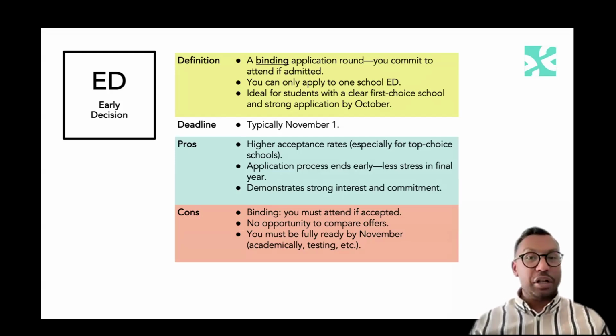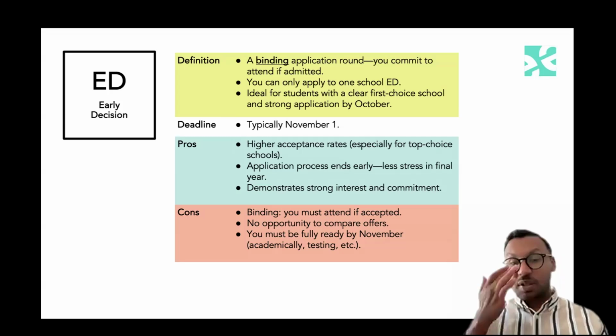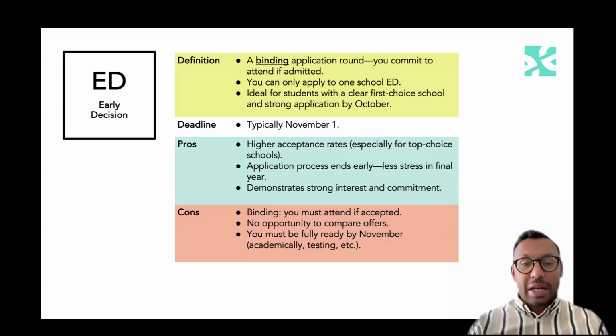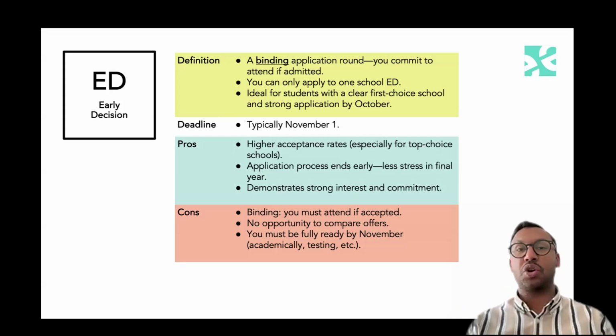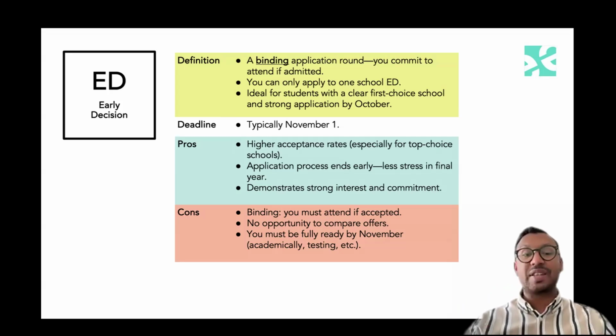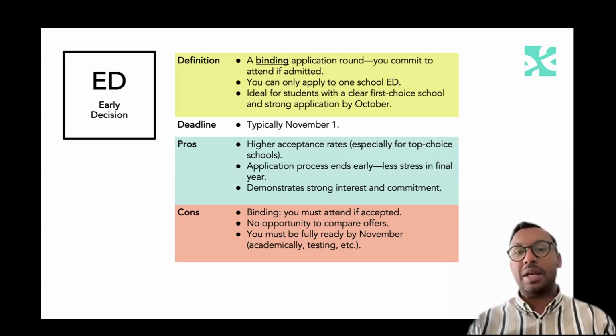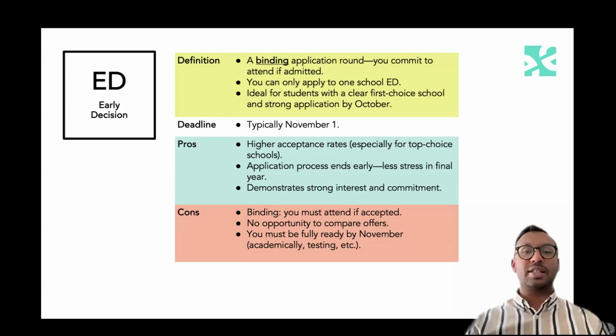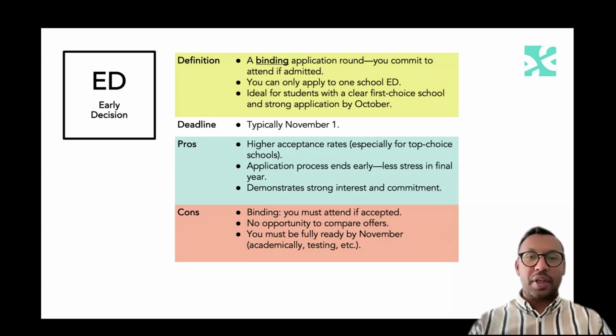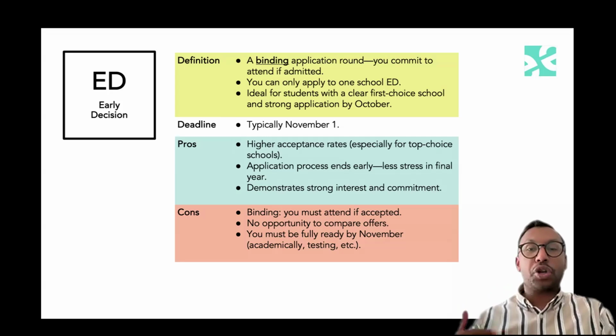It is ideal for students with a clear first choice school. And what this means is that regardless of any other outcome within the application, regardless of any other application outside of the US that you might be applying to, this particular school is your number one choice. And so with that comes a lot of responsibility because both as student and parent, you'll need to think about whether this is the right fit school for your child or for you as an applicant.